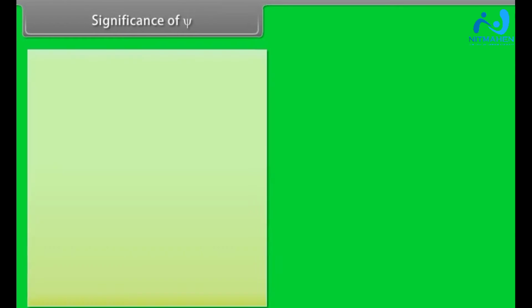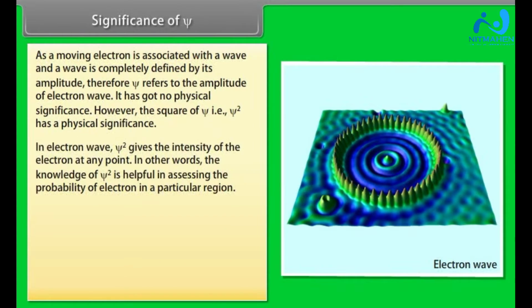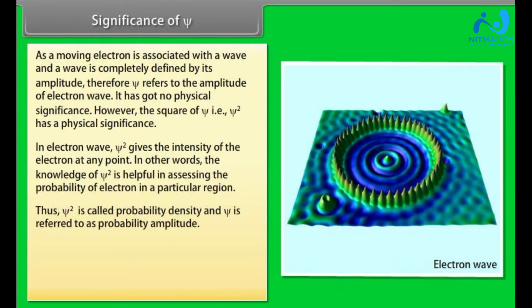Significance of Ψ. As a moving electron is associated with a wave and a wave is completely defined by its amplitude, Ψ refers to the amplitude of the electron wave. It has no physical significance. However, the square of Ψ, that is Ψ², has a physical significance. In an electron wave, Ψ² gives the intensity of the electron at any point. In other words, the knowledge of Ψ² is helpful in assessing the probability of finding the electron in a particular region. Thus, Ψ² is called probability density and Ψ is referred to as probability amplitude.